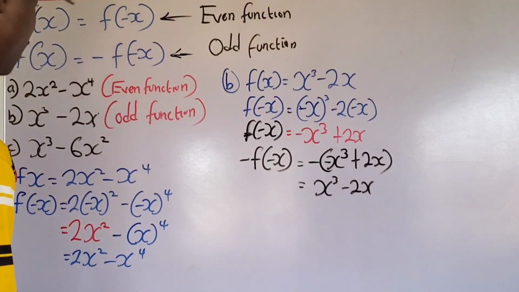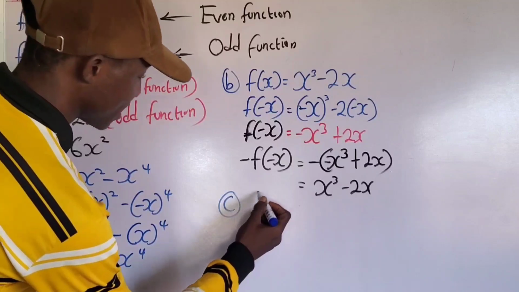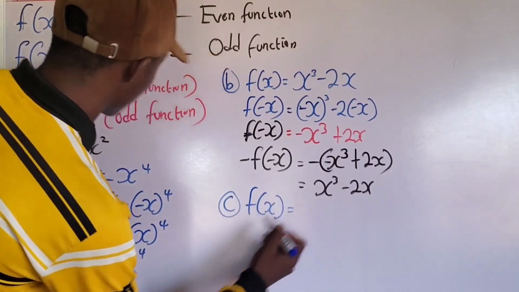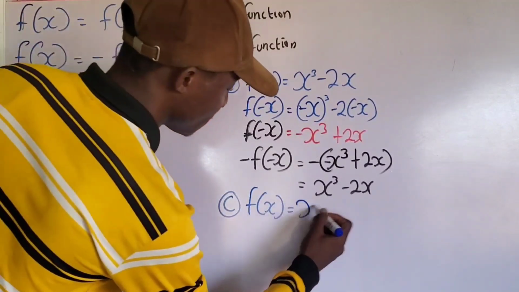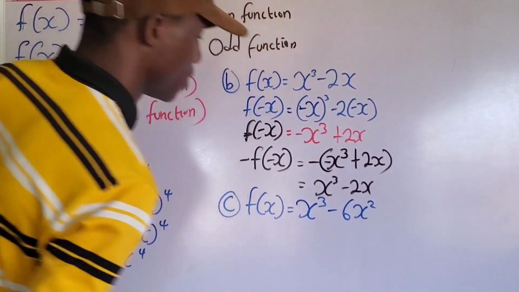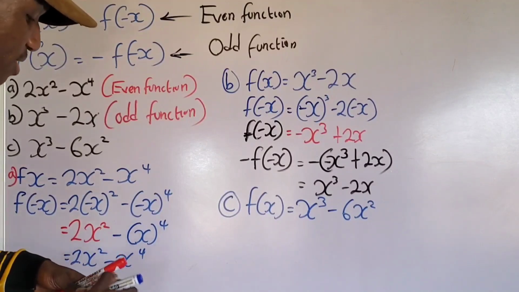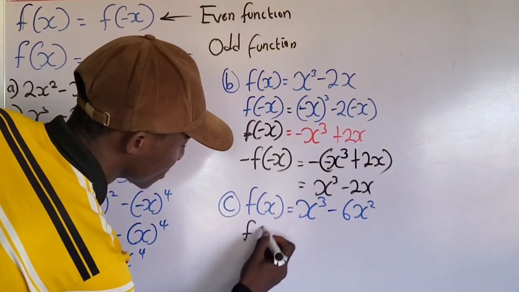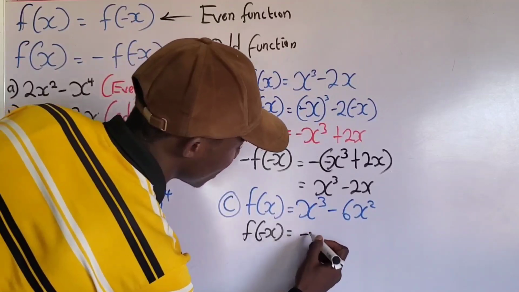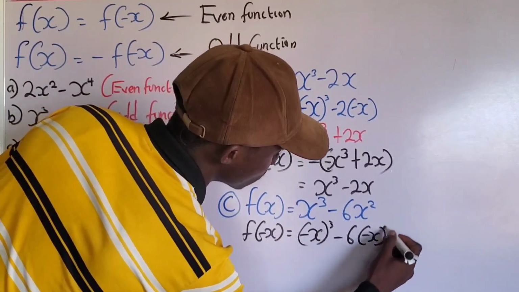For this, let f of x, that's question C now, let f of x be equal to x to the power of 3 minus 6x to the power of 2. Now we first want to test whether it is an even function. So I'm going to take f of negative x. f of negative x will be equal to negative x to the power of 3 minus 6 into negative x to the power of 2.